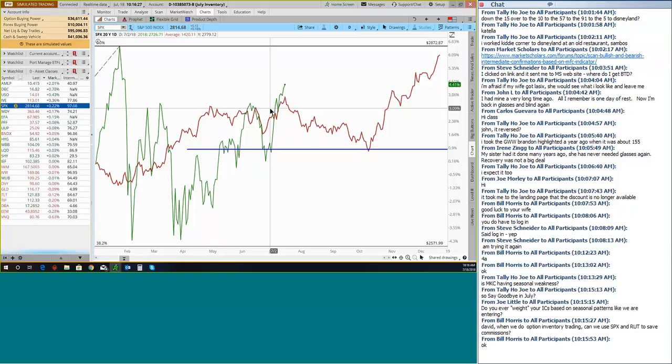Do you ever weight your iron condors based on seasonal patterns like we were entering? No, not necessarily, because, Joe, I'm always entering iron condors throughout this period of time. Remember, this style of trading actually does better when we get pullbacks. Volatility rises. We can trade calendars during this kind of a run.